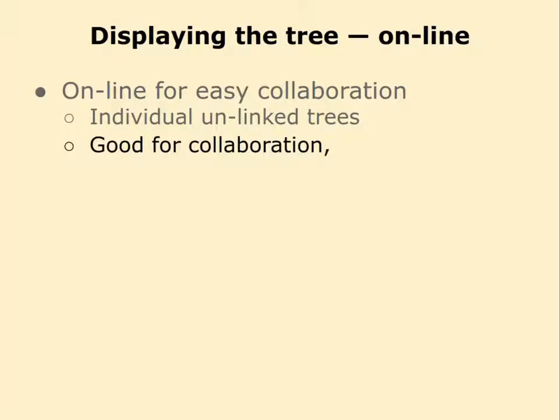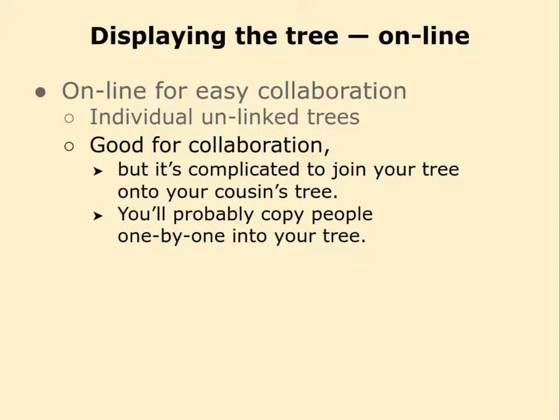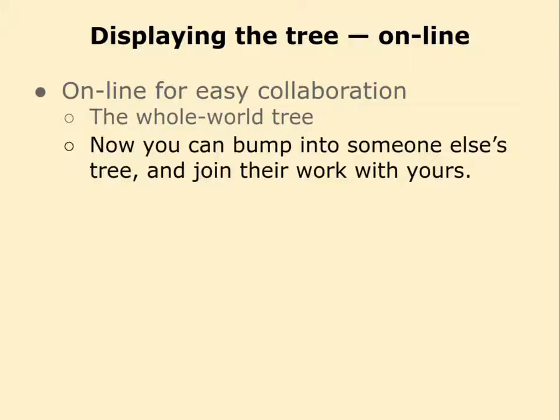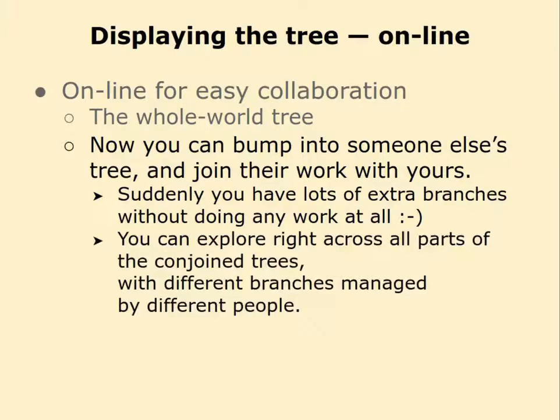Individual unlinked trees are good for collaboration, but it's complicated to join your tree onto your cousin's tree. You'll probably copy people one by one into your own tree. This is where the whole world tree comes into its own. When you're building your branch in a whole world tree, you can bump into somebody else's branch and you can join their work with yours. Suddenly you have lots of extra branches without doing any work at all. You can explore right across all parts of the conjoined trees with different branches managed by different people.